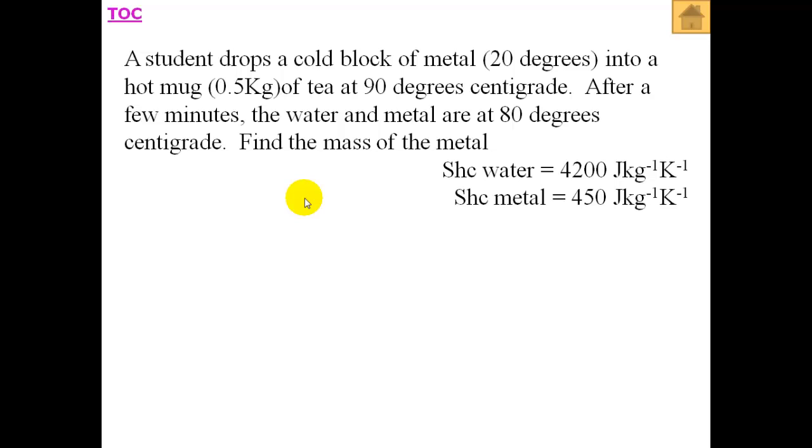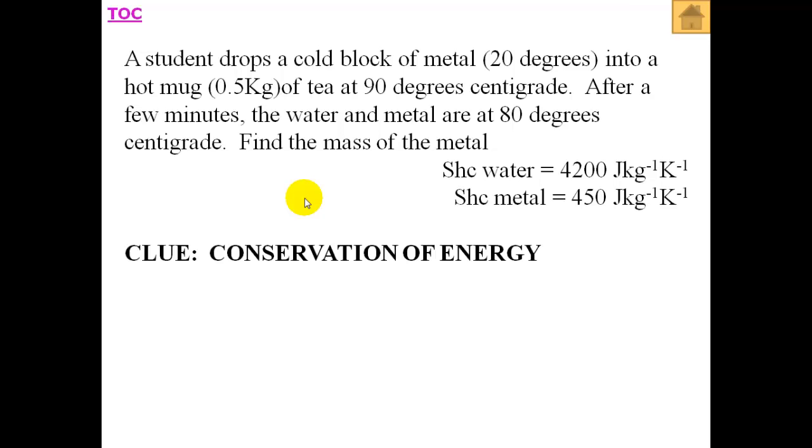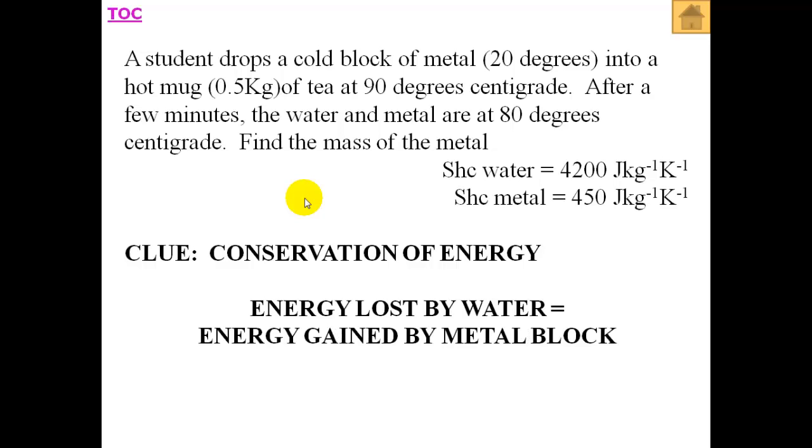How can we do this? A big clue: you have to use the conservation of energy. What happens in this example is that the cold block gains some thermal energy. Where does it gain the energy from? From the hot water. And basically, the thermal energy lost by the water will be the thermal energy gained by the metal block.